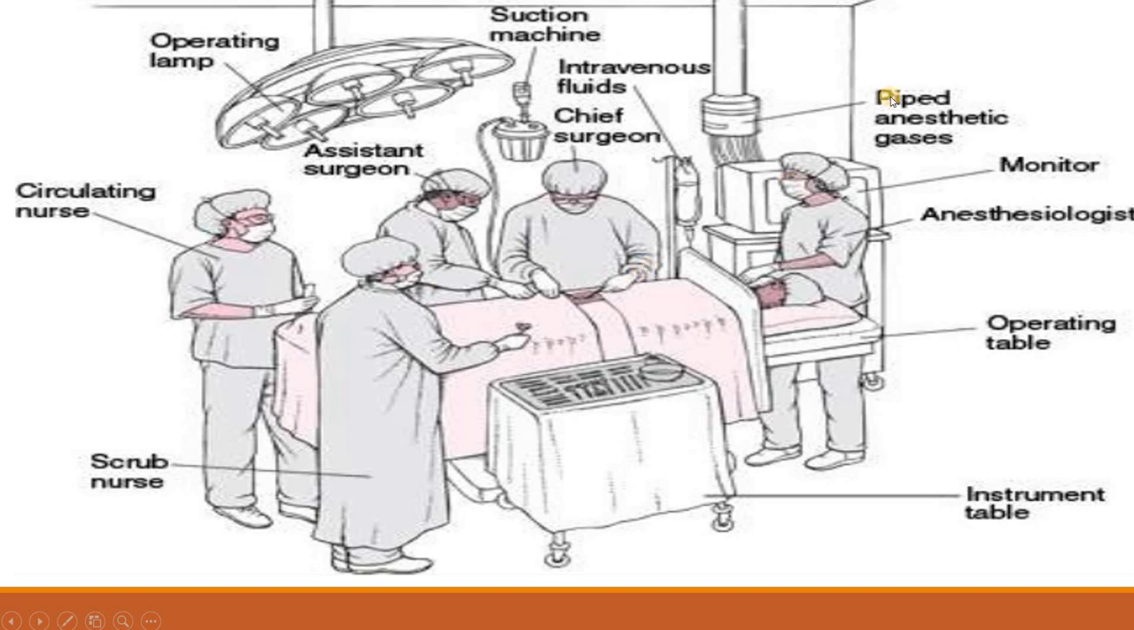This one is the anesthetic. This is the monitor, the cardiac monitor. This is the anesthesiologist. Before the surgery, whenever a patient is given any anesthesia, local or general anesthesia, it is given by the anesthesiologist. This is the operating table. All articles should be there. This is the instrument table; all the instruments are arranged on the table.